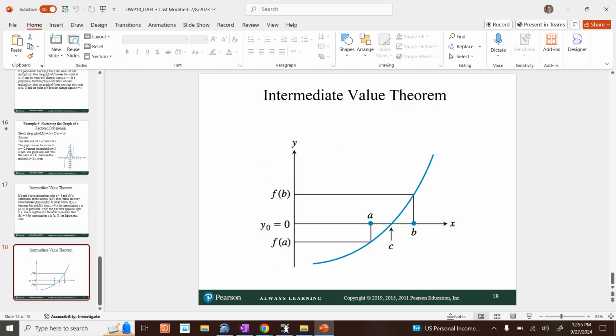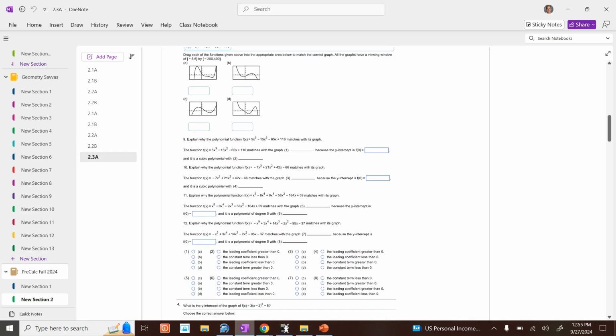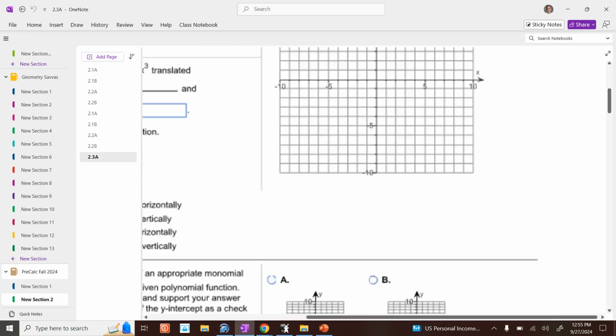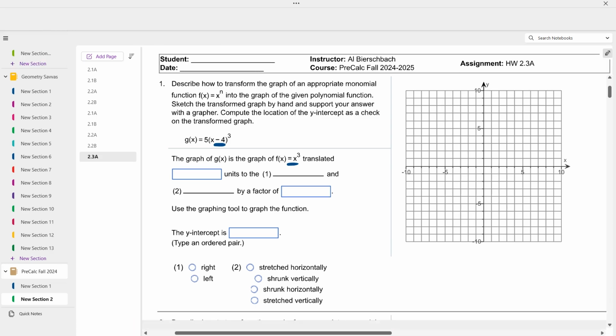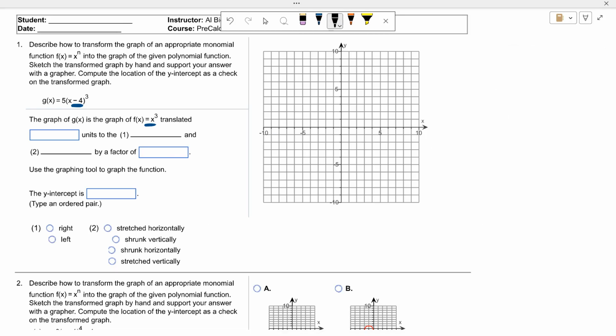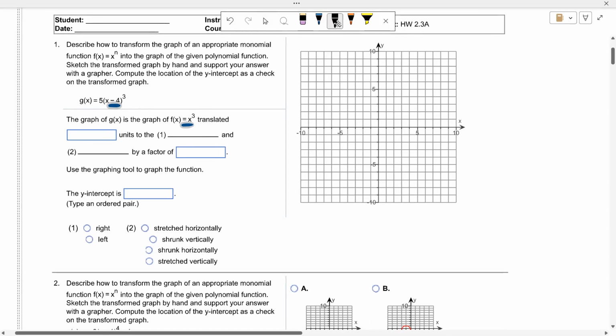Now, what are we going to see on our homework problems? Lots of graphing today. Okay, so the graph of 5 times x minus 4 to the third. Okay, so x to the third is translated where? What's the -4 do to it? Moves it where? Right 4. So x cubed, the original graph is like this.